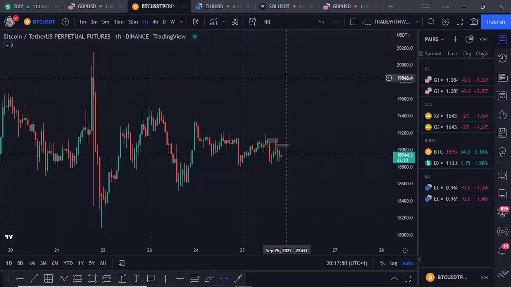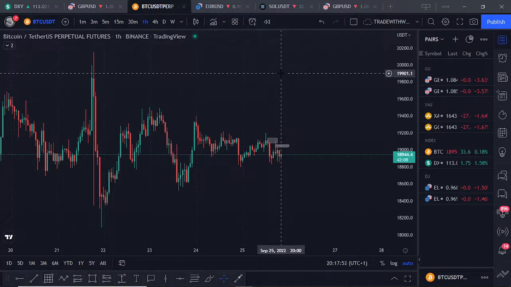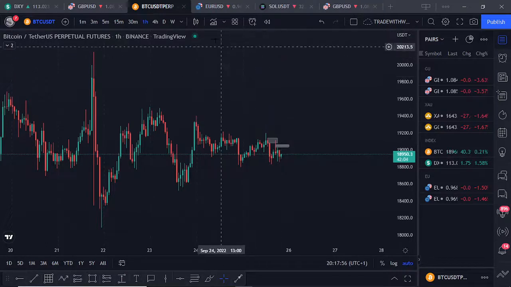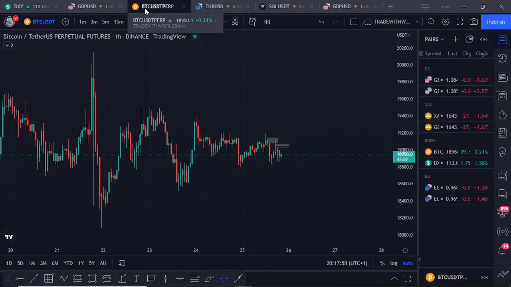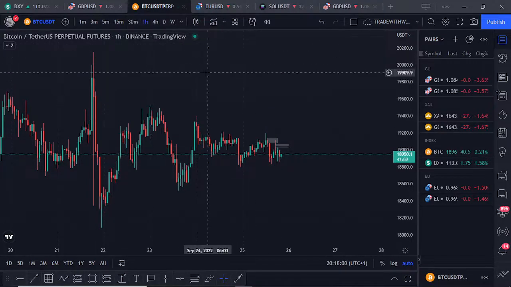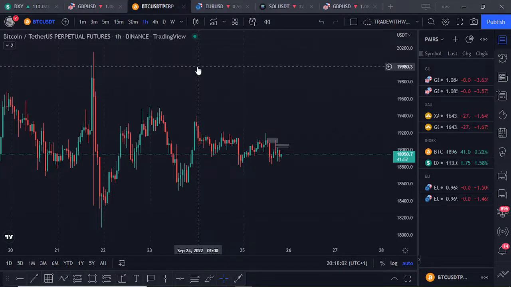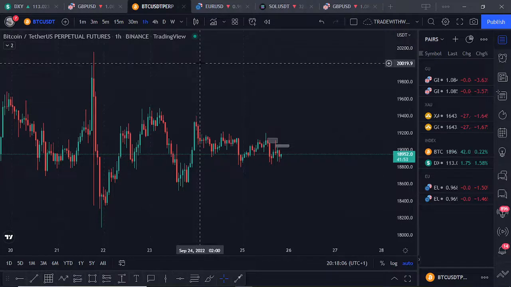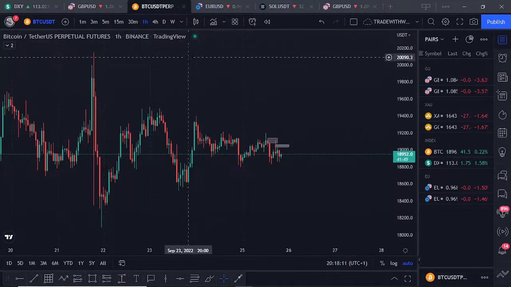Those pairs are sentimental pairs. And to get sentimental analysis, you use Twitter. For Bitcoin, you use Twitter and you follow influential people. But you understand that sentimental analysis is actually always the opposite. When everybody's buying, you sell. When everybody's selling, you buy. That's the truth about sentimental analysis.